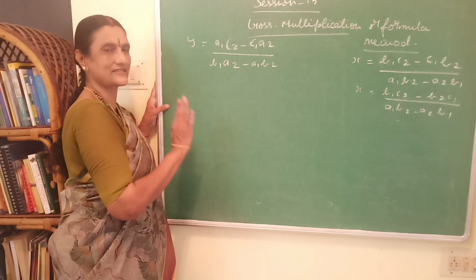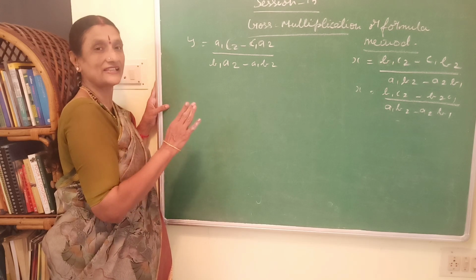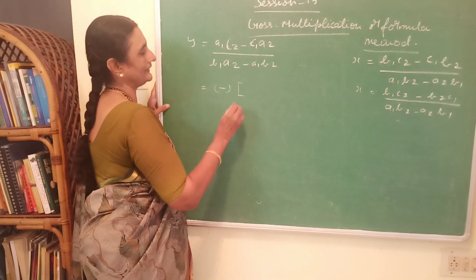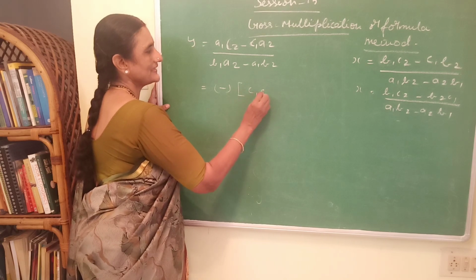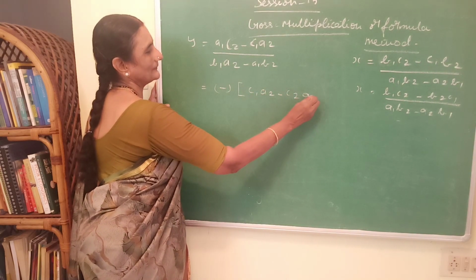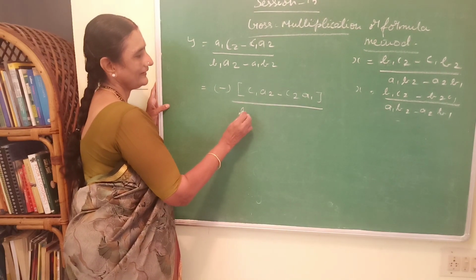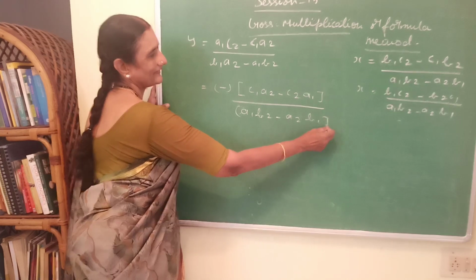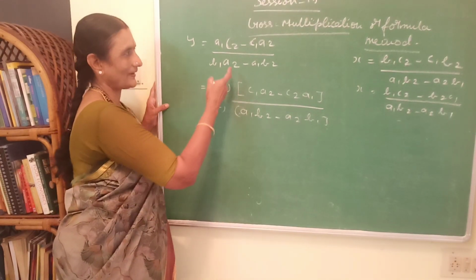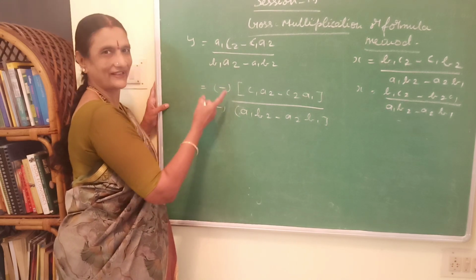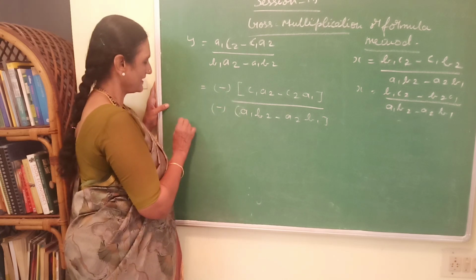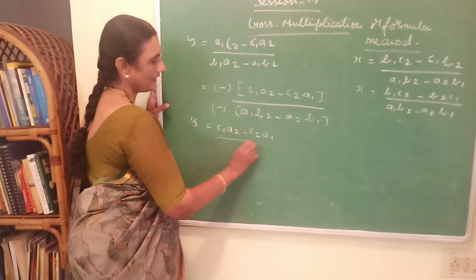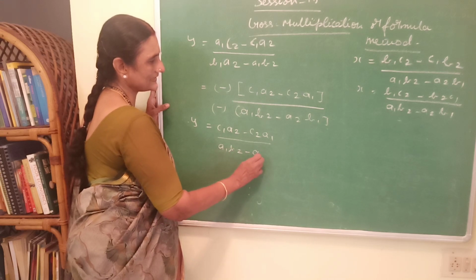If you have the same terms in both X and Y, it is easier for you to remember. So, in order to do that, what am I doing? I am taking one minus out from the formula and writing this as C1A2 minus C2A1 divided by A1B2 minus A2B1. So, this negative is taken out. From here I have taken a negative sign out, and from here I have taken a negative sign out. Both the signs will get cancelled. Therefore, finally we get Y as C1A2 minus C2A1 divided by A1B2 minus A2B1.